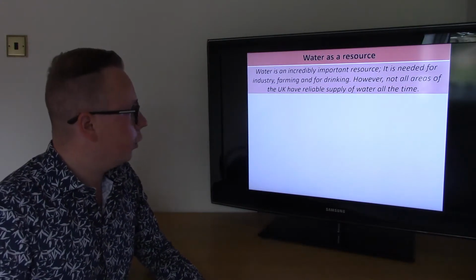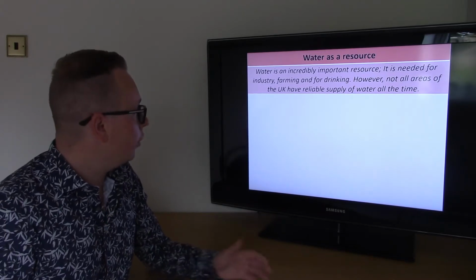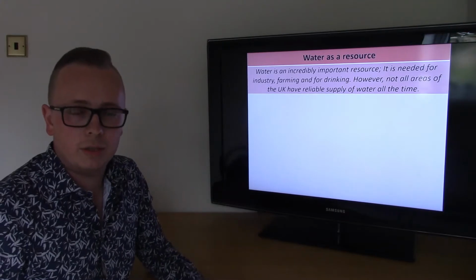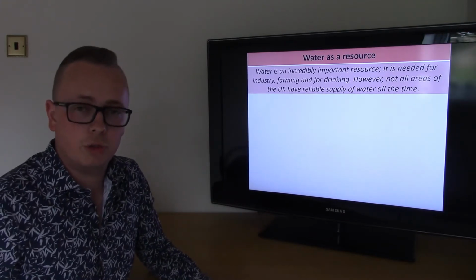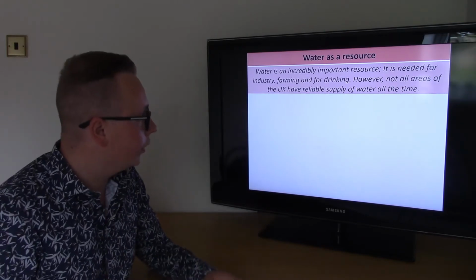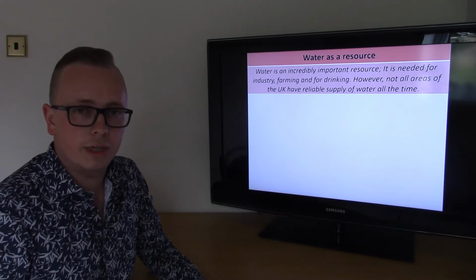Water of course is a very important resource. It's really important for human life, but also it's important for our industries and also for farming. We water the land to irrigate crops, to provide for our livestock, which in turn provides another essential resource for us, food. However, not all areas of the UK do have a reliable supply of water all the time.